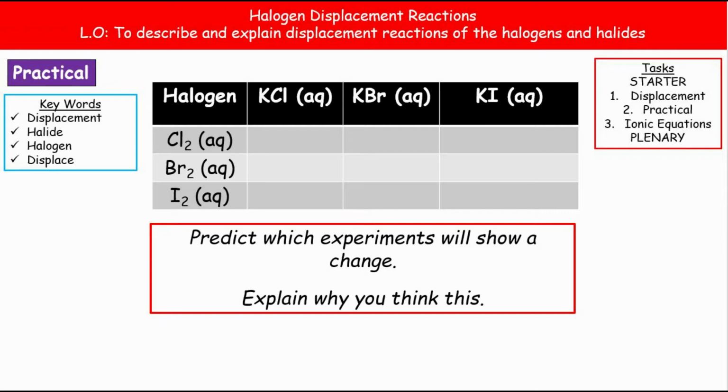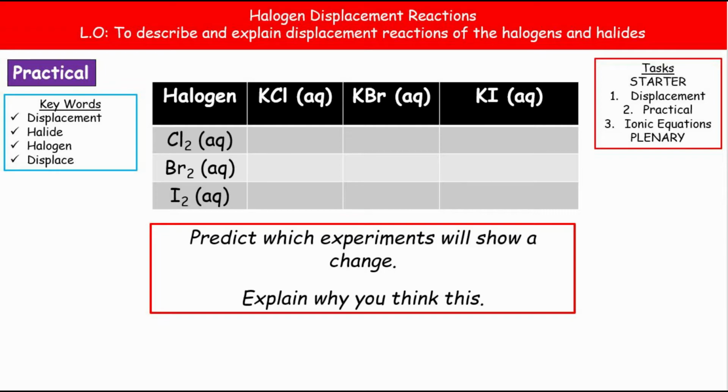Now in the lab you'd have one of the little spotting tiles, those little white tiles with the little dimples in them. What we then do is place a few drops of potassium chloride into one well, potassium bromide into a different well, and potassium iodide into a third well. So we'd have a little line of them: one well potassium chloride, next one potassium bromide, next one potassium iodide.